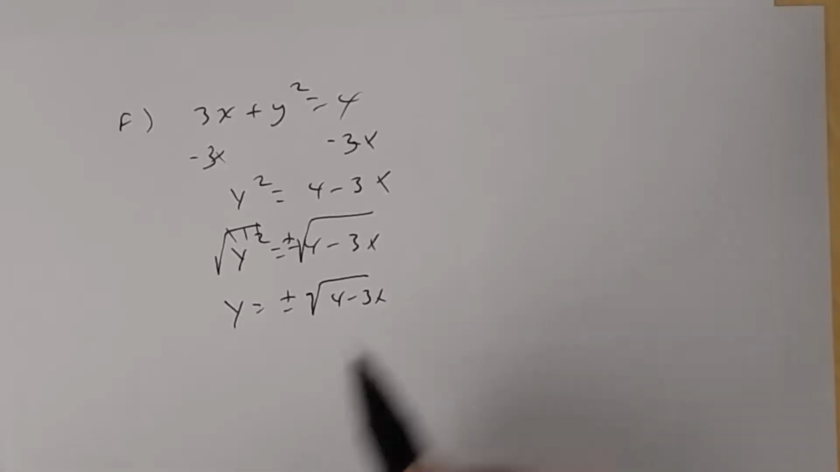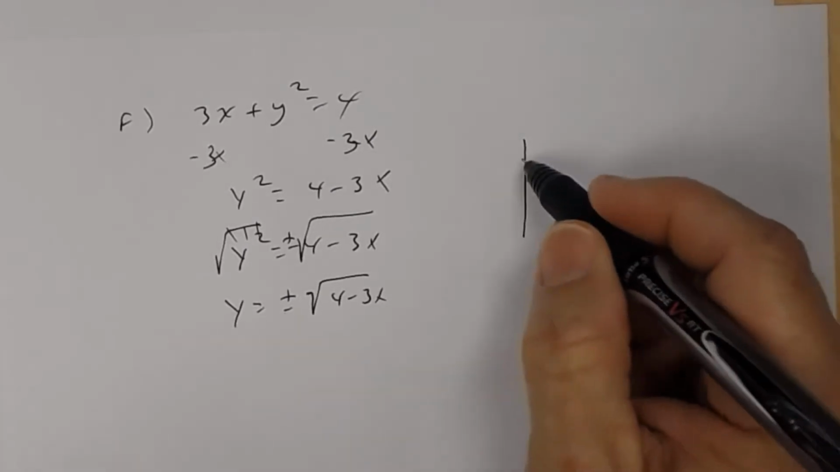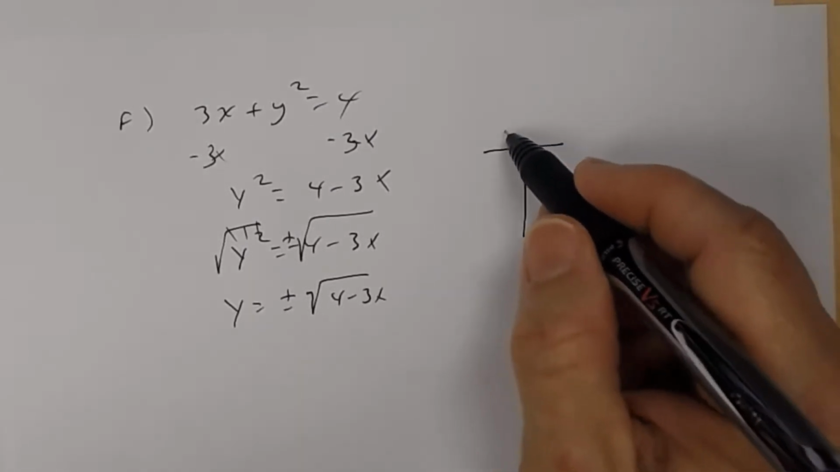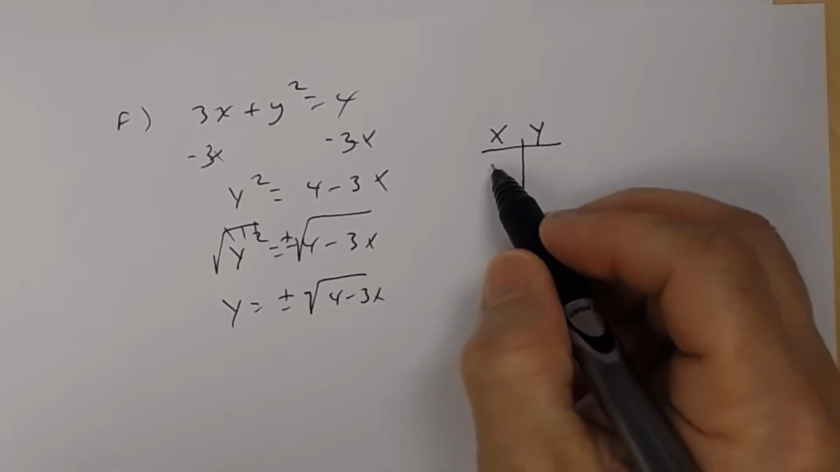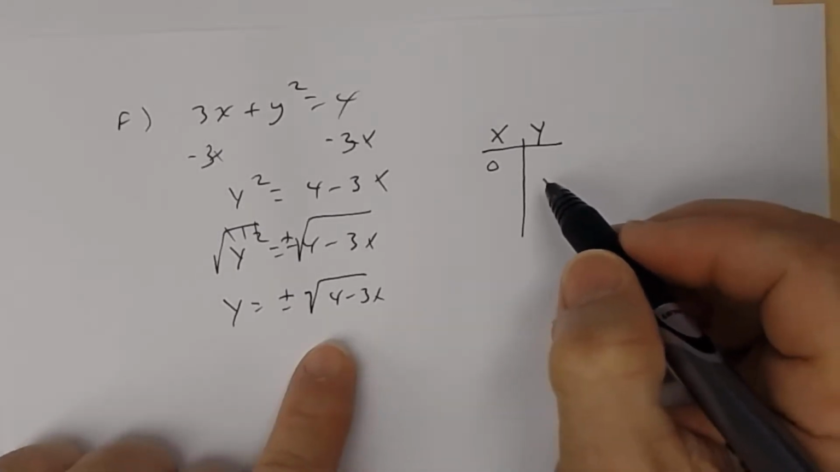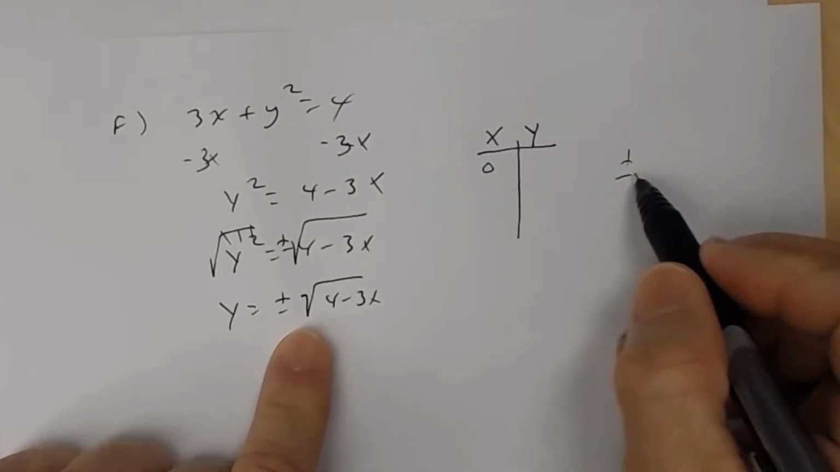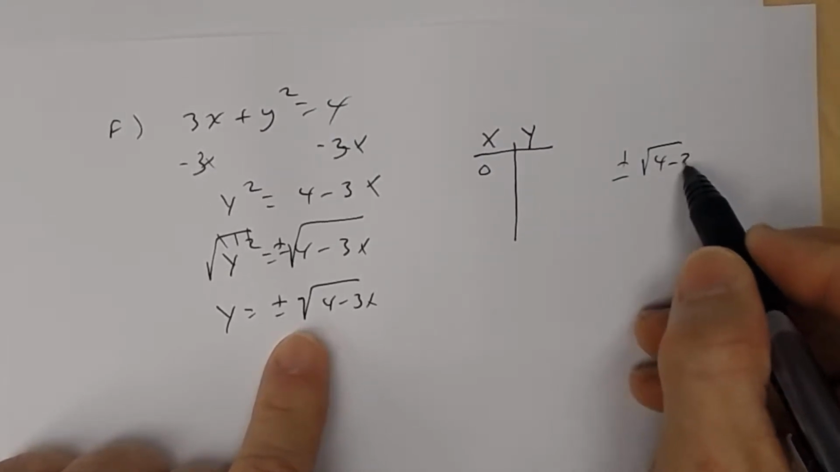Now notice what that means. Remember, you haven't graphed anything like this, but notice what that means. So if x is, let's say, 0, I get plus or minus the square root of 4 minus 3 times 0.